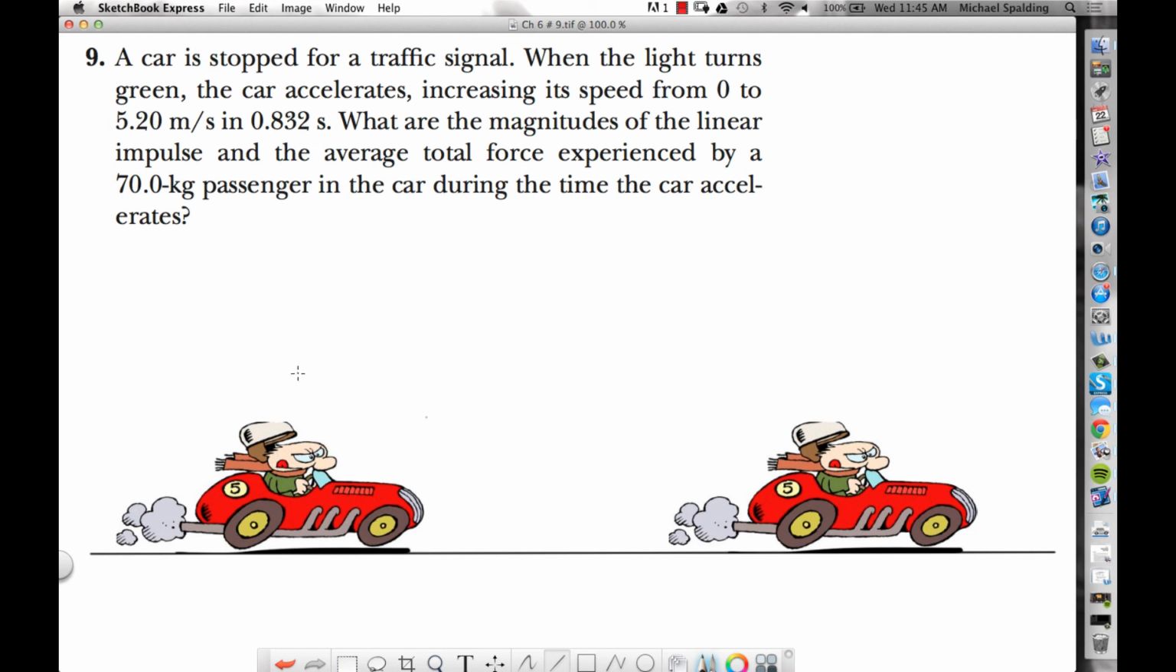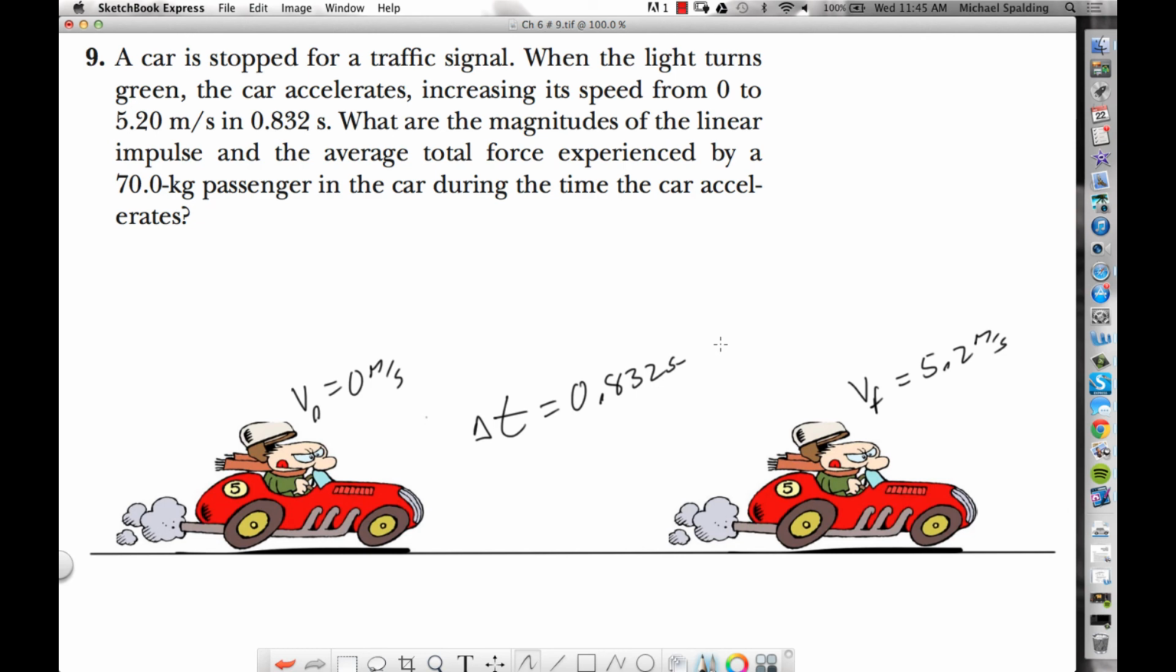All right, so for this problem, we have the car accelerating. It increases its speed from 0. So velocity initial over here is 0. Velocity final here is 5.2. And then the time in between is 0.832 seconds.